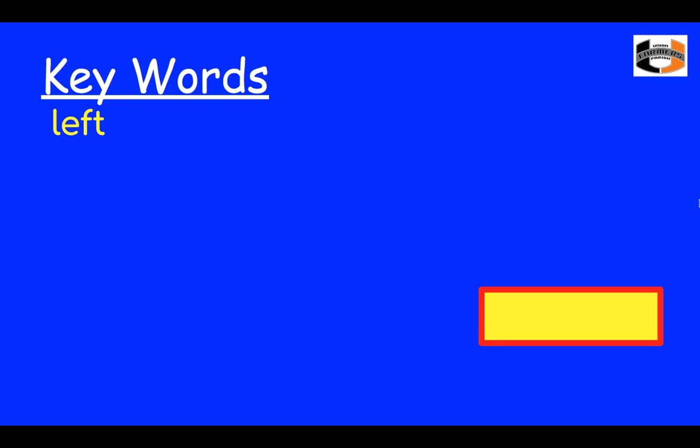Okay, we're starting our keyword list for subtraction, and we're going to put left because that tells us that we need to subtract in a word problem.